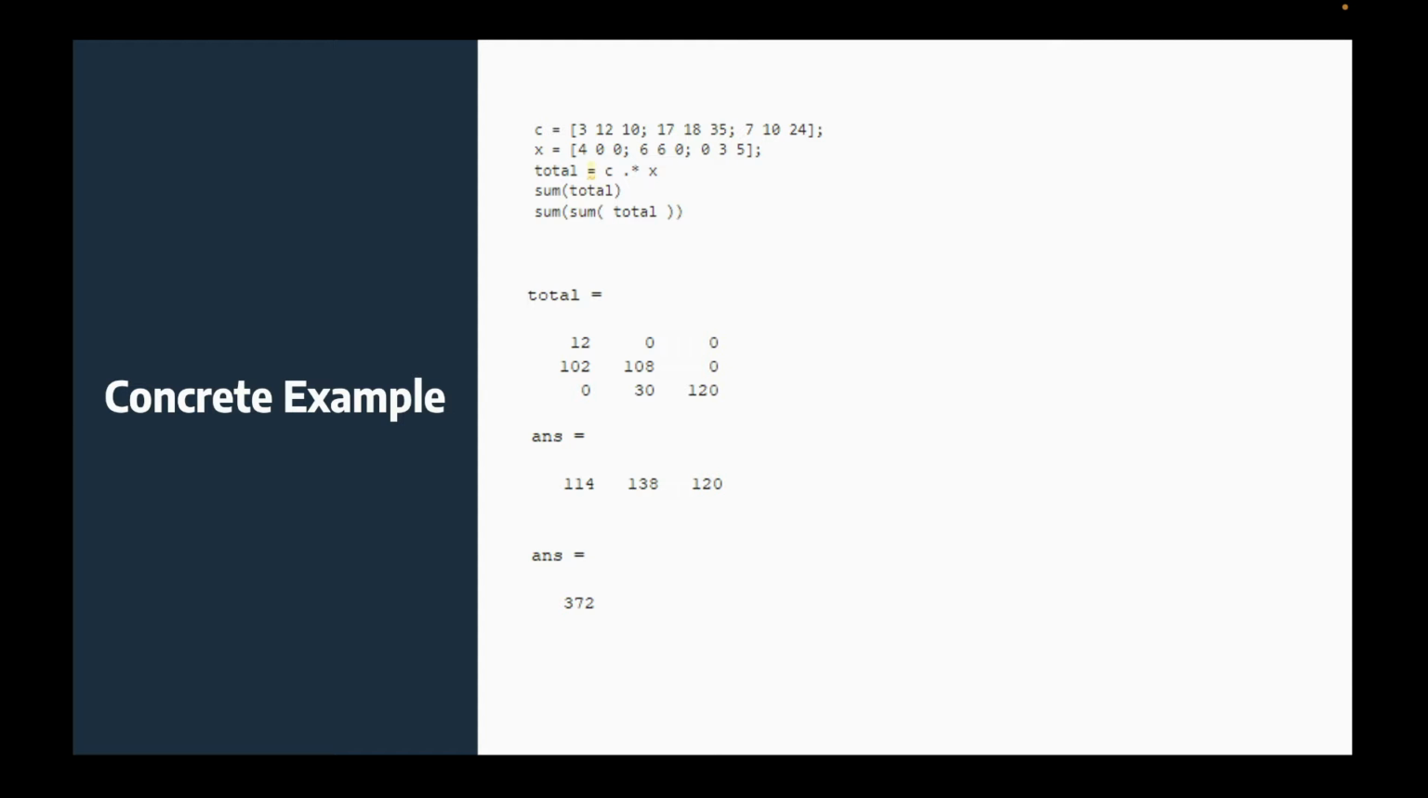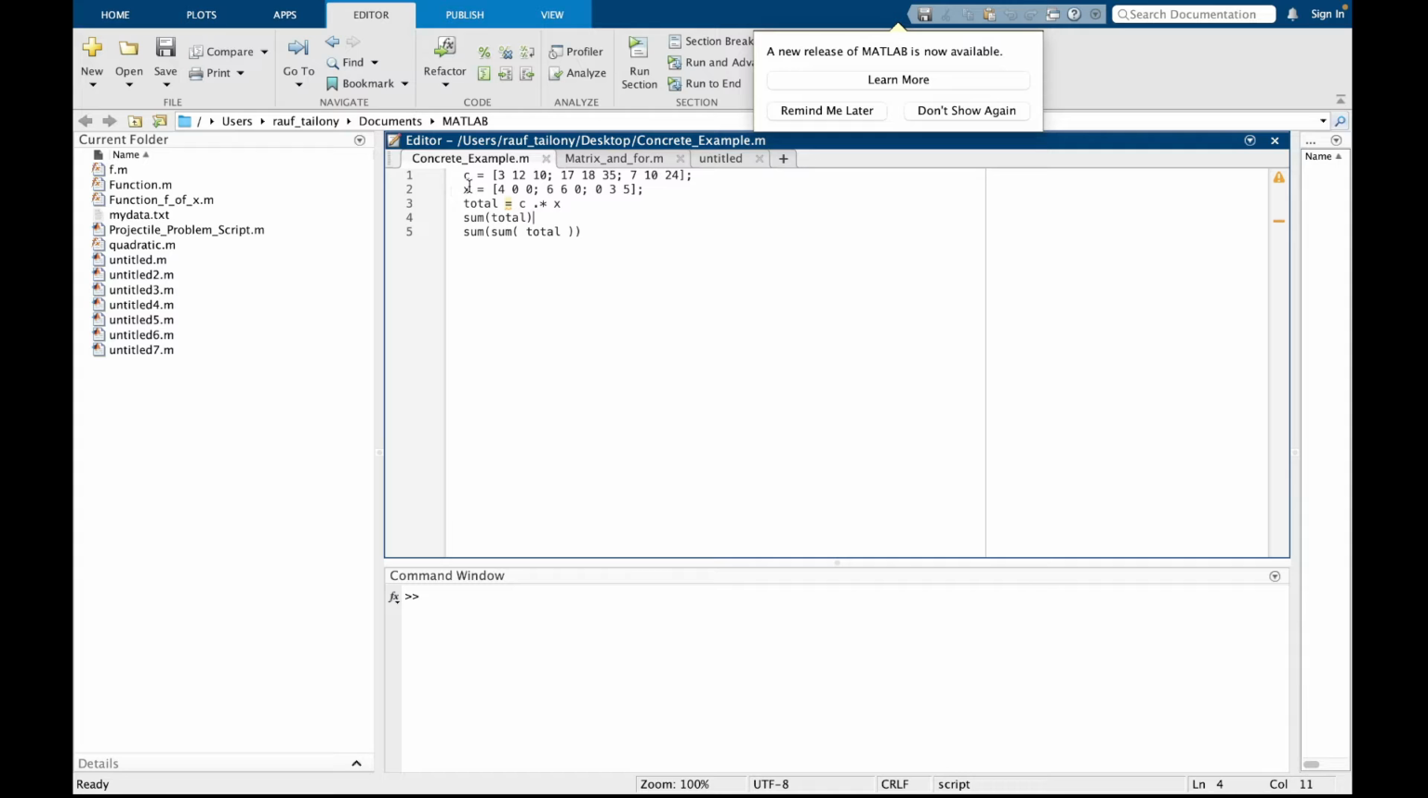I'm going to switch to my MATLAB. So in your tables, C equals 3 space 12 space 10, then semicolon. Now you're creating a matrix, right? Now you finish with the first line, you put a semicolon to go to the next line while you're writing a matrix. Then you go 17, 18, and 35. Then you give another semicolon because you need a third row based on the table. Then you get 7, 10, and 24.